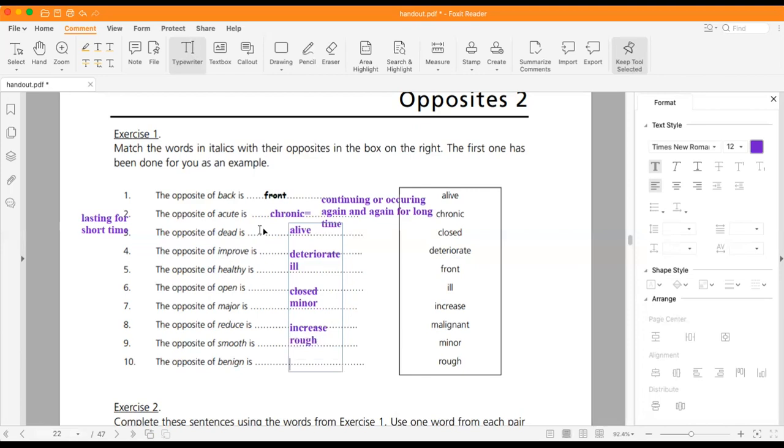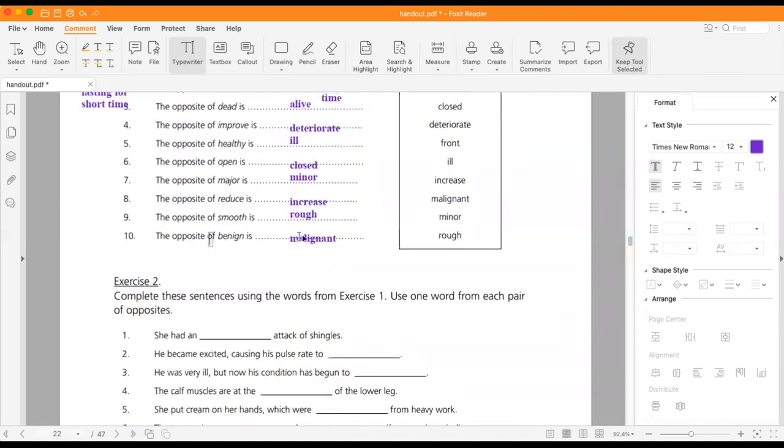The opposite of benign is malignant. As we said in the previous page, malignant means cancerous tumor and benign means mild, right? Meaning that if we are referring to a tumor, mild means that it's not cancerous.